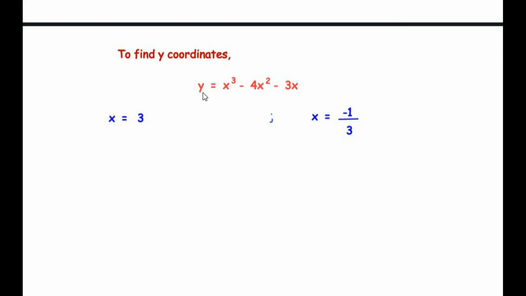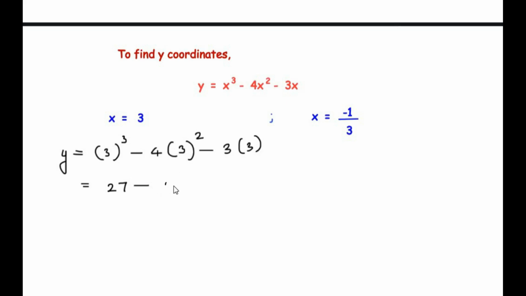So let us find out what is the value of y when x is equal to 3. So y is equal to, now x cube becomes 3 cube minus 4 times 3 square minus 3 times 3. So this will give us 3 cube is 27 minus 4 times 3 square, that is 9, that is 4 times 9 gives us 36, minus 3 times 3 is 9. So this will give us a value of negative 18. So when x is 3, we get the value of y as negative 18. So let us write the first coordinate 3 comma negative 18. So this is the coordinate of our first stationary point.